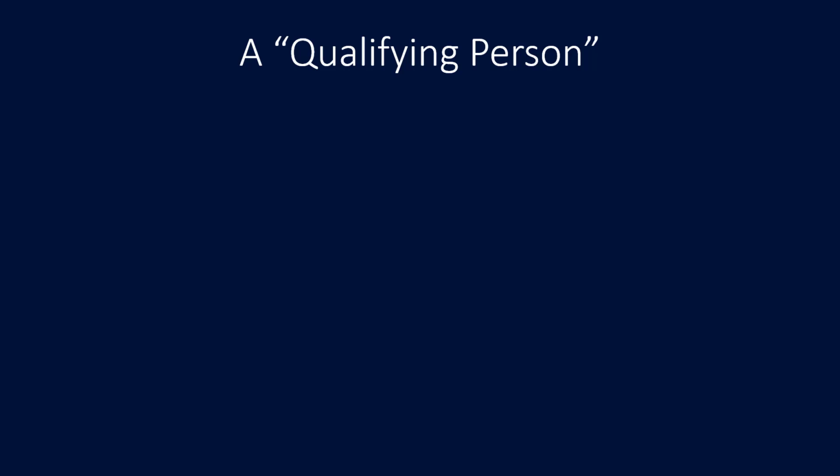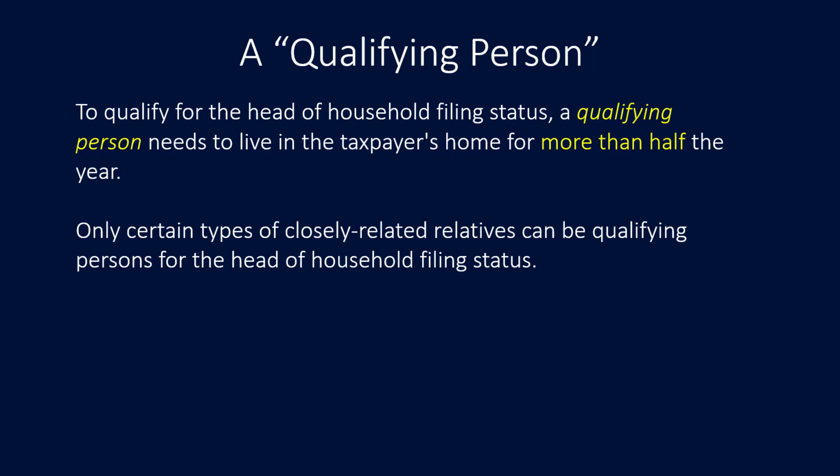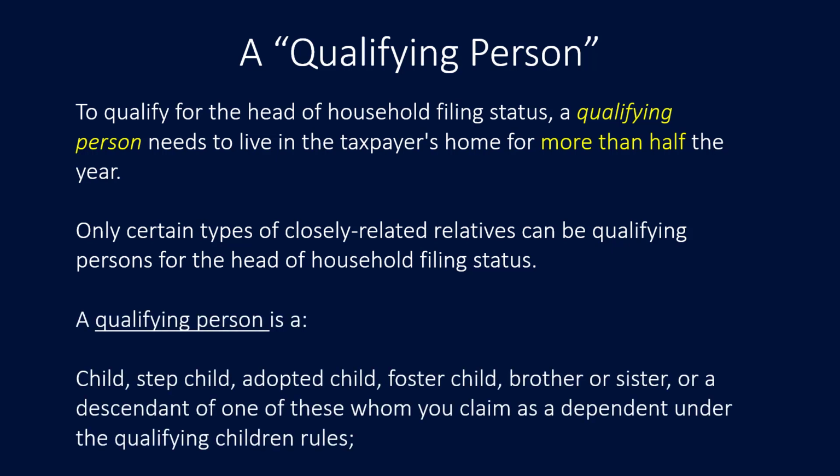So what's the definition of a qualifying person? Well, to qualify for the head of household filing status, a qualifying person needs to live in the taxpayer's home for more than half the year. Only certain types of closely related relatives can be qualifying persons for the head of household filing status. A qualifying person is a child, stepchild, adopted child, foster child, brother or sister, or a descendant of one of these whom you claim as a dependent under the qualifying children rules.